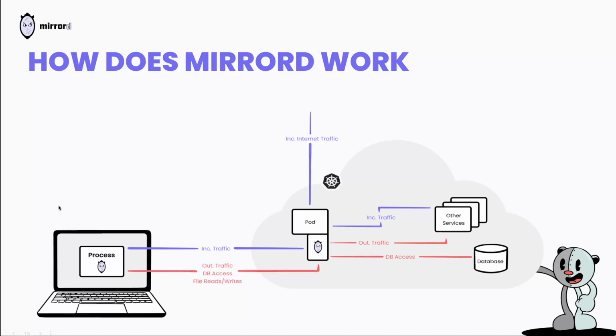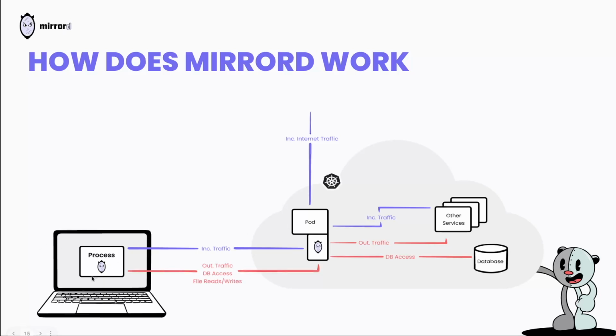So you have a service for which you have written the code, and now you run the process locally. And the same service is deployed in the cluster as well. So this is the pod for that particular service, and there are other services in your cloud environment including databases. And what Mirrord does is that any traffic which is coming to that service via the cloud environment, it will mirror that traffic to your local machine, so you are able to test your code and see how it behaves when it gets production traffic.